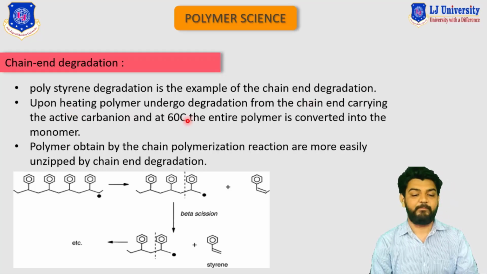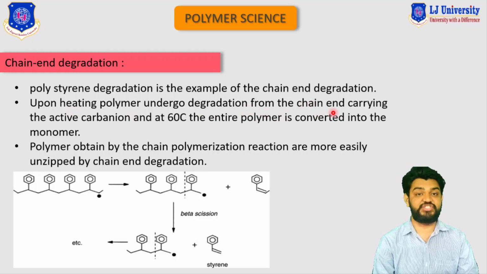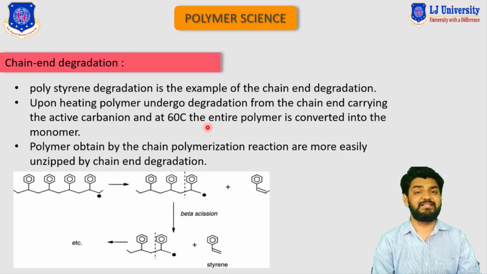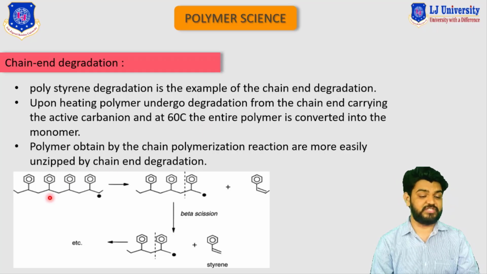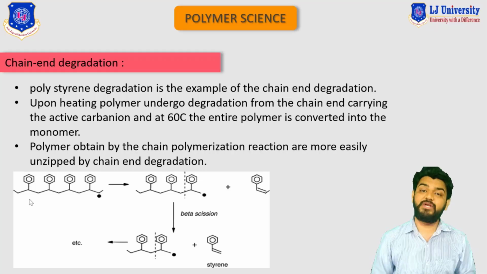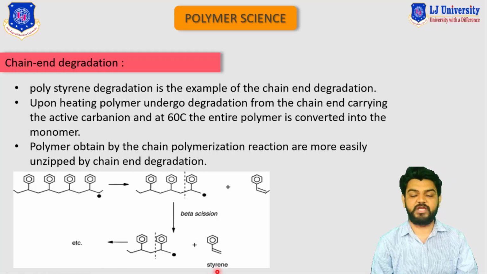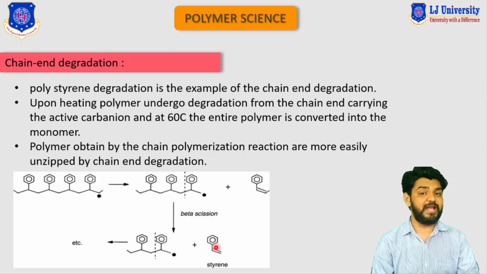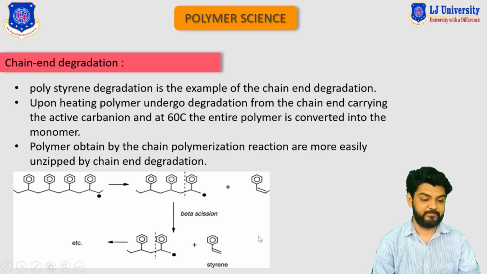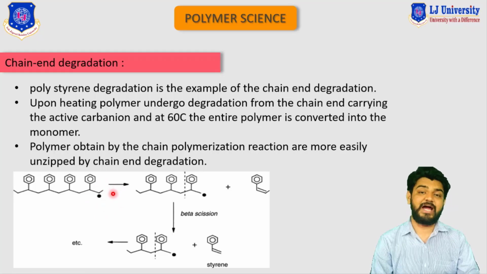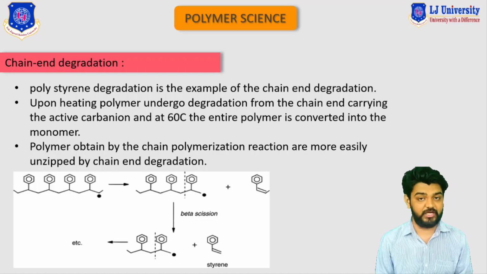This polystyrene degradation is an example of the chain end degradation process. Upon heating, the polymer undergoes degradation from the chain end and it carries an active carbon ion at 60 degrees Celsius. So at 60 degrees Celsius, this entire molecule of the polystyrene will degrade and we will have only styrene molecules, or we can say only styrene monomers. This active carbon ion will be liberated when we heat this polystyrene molecule.